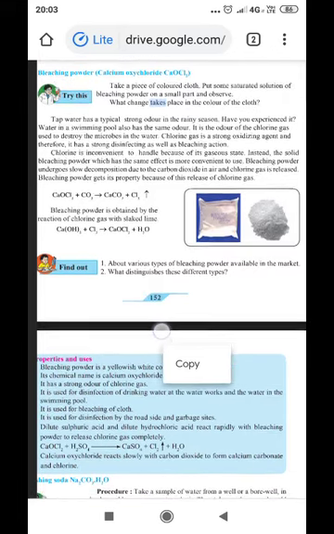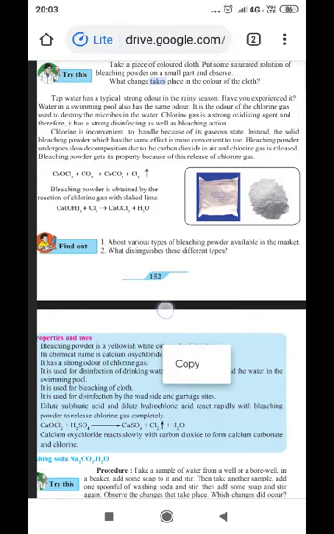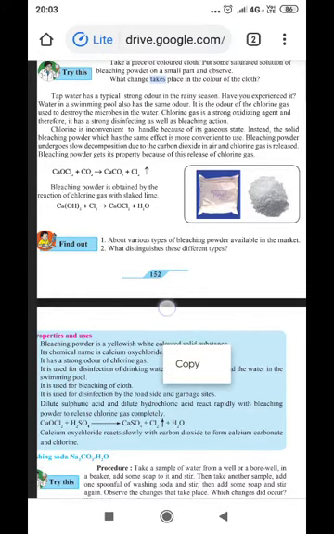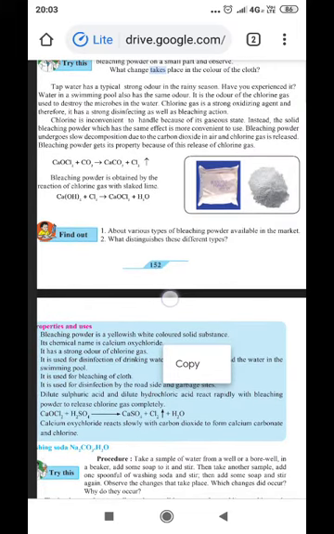Chlorine is inconvenient to handle because of its gaseous state. Instead, the solid bleaching powder, which has the same effect, is more convenient to use. Bleaching powder undergoes slow decomposition due to the carbon dioxide in air and chlorine gas is released. Bleaching powder gets its property because of the release of chlorine gas.